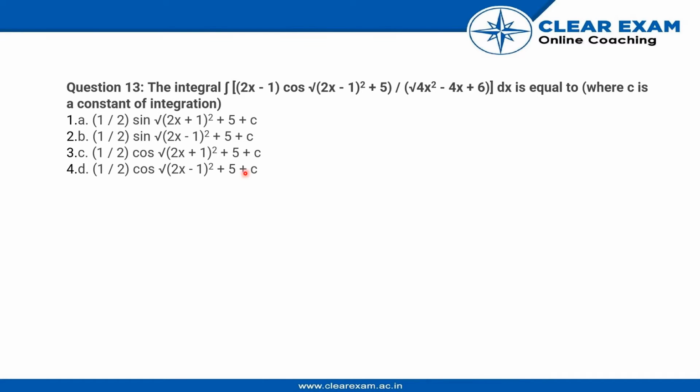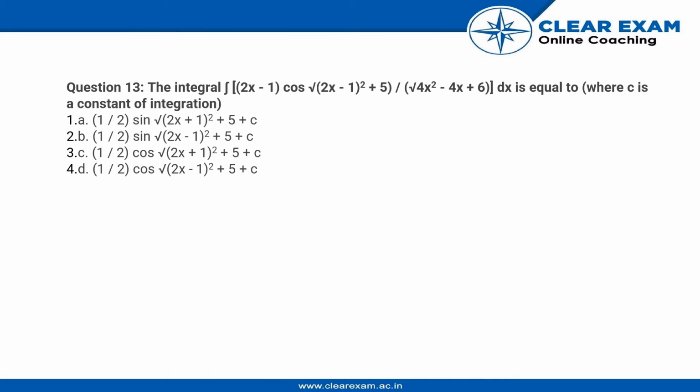The integral of (2x minus 1) cos of root of ((2x minus 1) the whole square plus 5) upon root of (4x square minus 4x plus 6). So if we look over here, we need to find the integration of this entire expression, and over here the C is told to be a constant of integration.